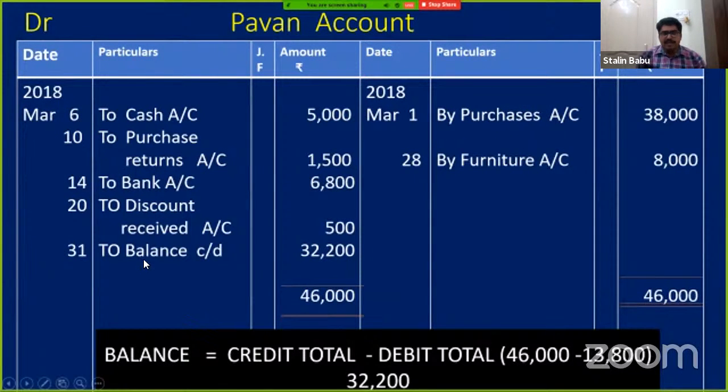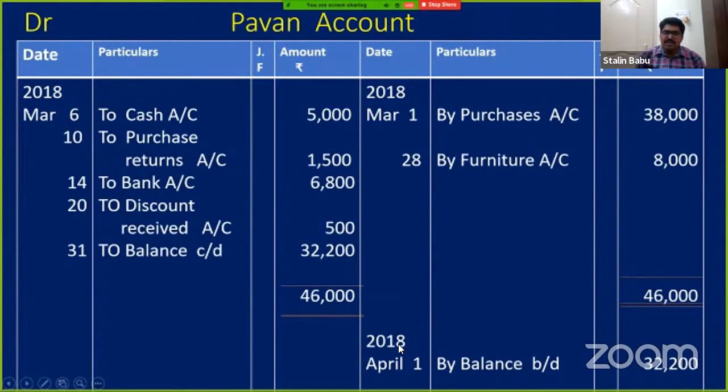After making the balance C by D, we have to bring it down on the opposite side. Here balance C by D comes on debit side. Brought down comes on the credit side. On the next day, what is the next day of March 31st? 2018, April 1st. By balance B by D, 32,200. So balance B by D is shown on the greater side and balance C by D is shown on the lesser side. In this way, we prepare the accounts and balance the accounts.